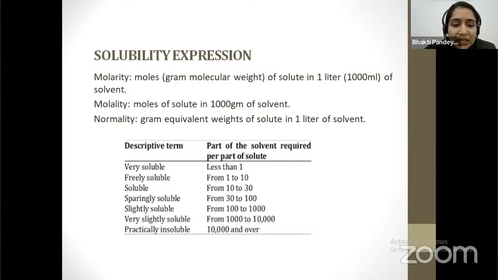The last one is practically insoluble. We can say this cannot be soluble in 10,000 parts or over that. So these are the descriptive terms or expressions for the solubility.